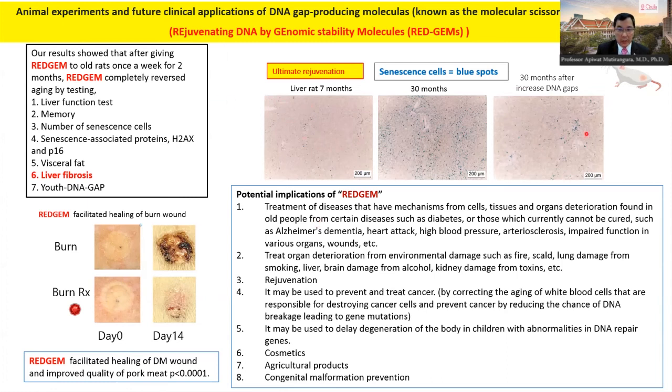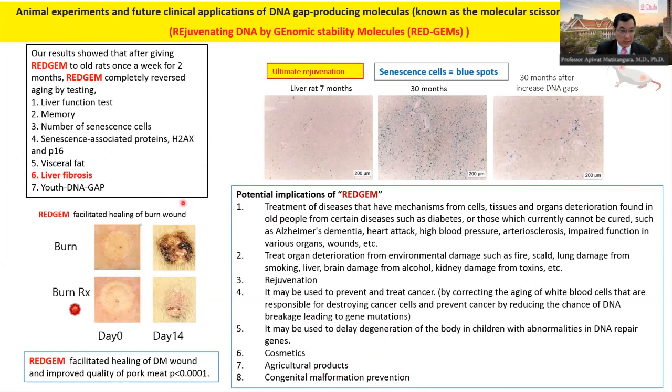After rejuvenating the rat, we can completely rejuvenate, reduce senescent cells, increase liver function, recover memory, and reduce all senescence-associated protein, reduce visceral fat. More importantly, we can reduce liver fibrosis back to normal as well. So the potential of reduction of senescent cells and also fibrosis leads to a lot of application in clinic and even in agricultural products.